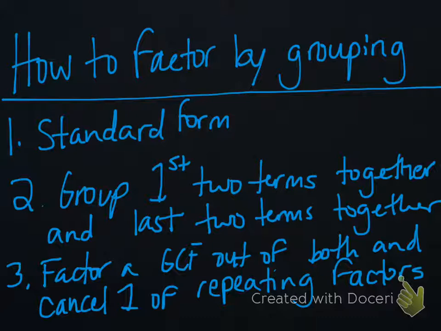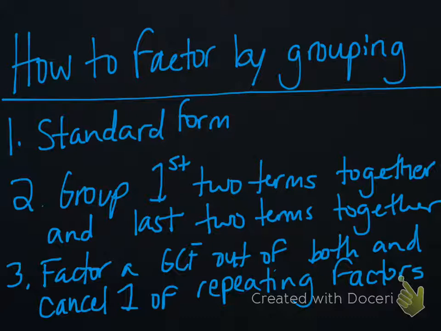Factoring by grouping can be done in a few short steps. First of all, you have to make sure it's in standard form. Standard form is a little bit different with 4 terms, but you still want to do it the same way we did with trinomials. We want to start with the highest exponent and work our way down to the constant. If it is not in standard form, that is the first thing you have to do, put it in standard form. Then you're going to group the first 2 terms together and the last 2 terms together. Make sure you include any signs that are with them, because we're going to be factoring out positives and negatives.